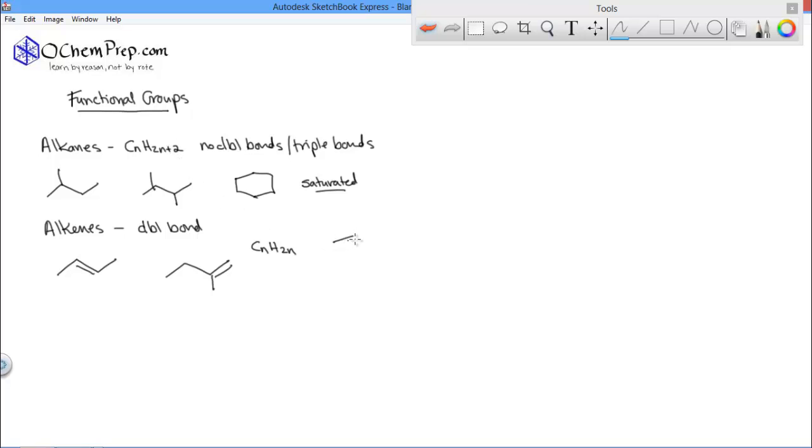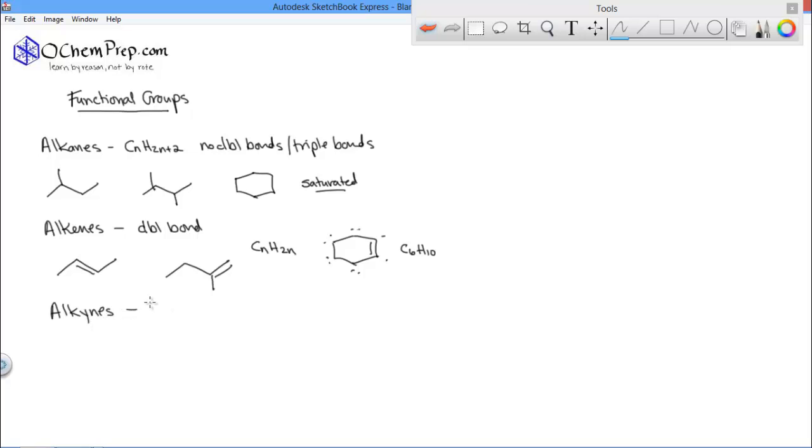And of course, you can have a double bond in a ring. And then if you count up your H's, this would be 1, 2, 3, 4, 5, 6, 7, 8, 9, 10. So if you look at this formula, this is C6H10. So it has, quote, lost 4 H's, two for the ring and two for the double bond. The next ones are the alkynes.